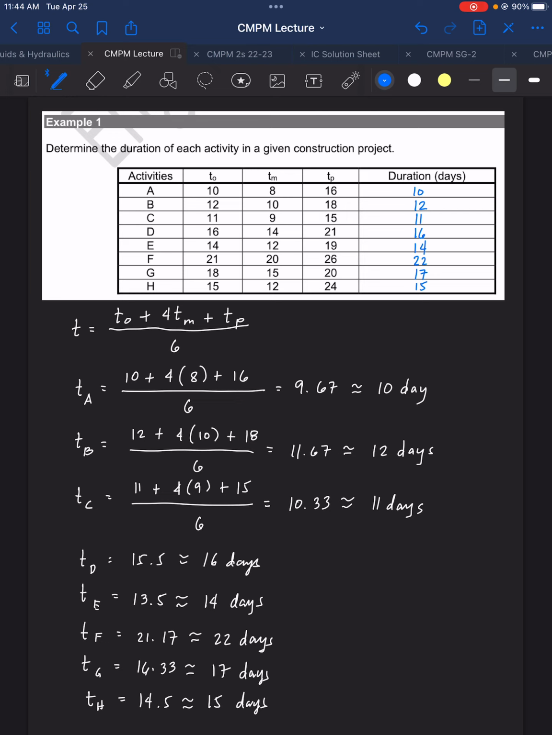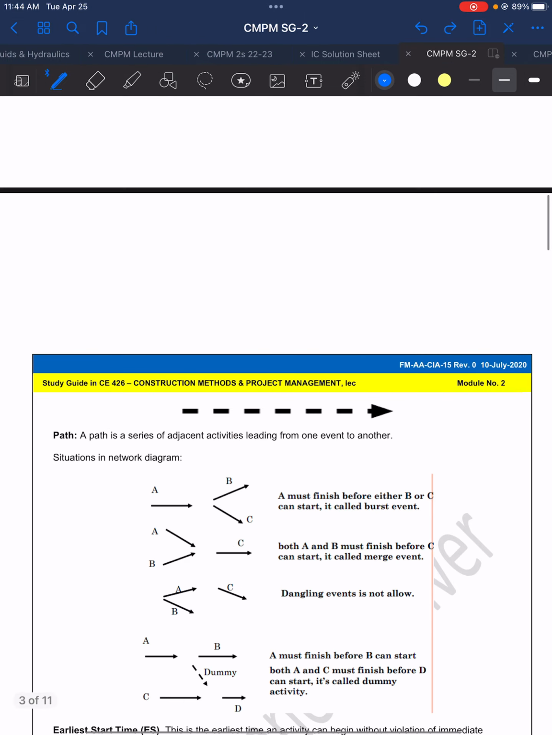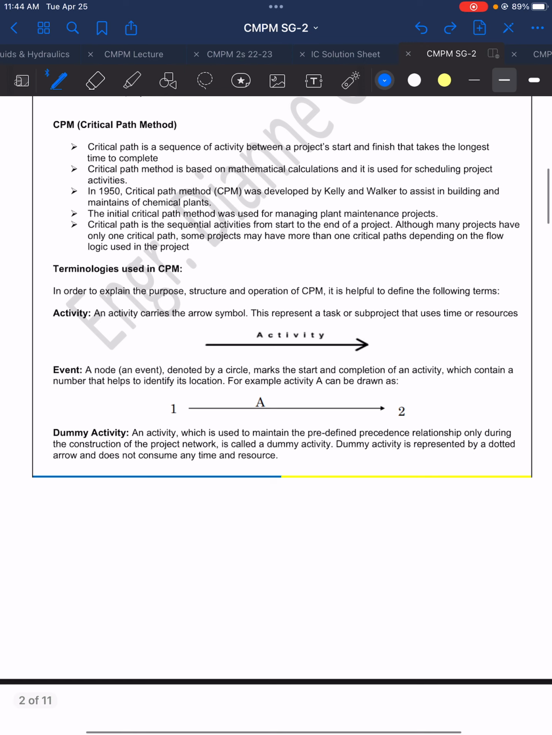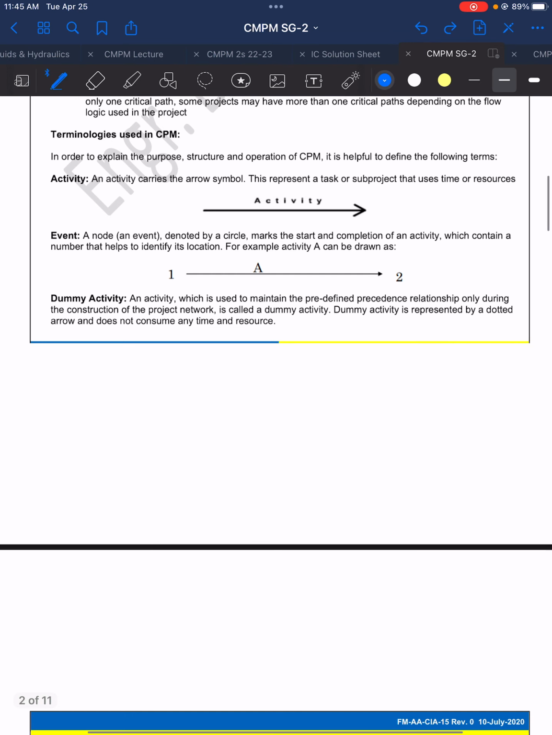Okay, next we will proceed to the next example. So before that, we will need to review again the terminologies used in CPM. So again, the activity carries the arrow symbol. So this is the activity. If the activity is in letters, we can use letters, or if it is in numbers, we can use number representation, or whatever symbol that activity is.